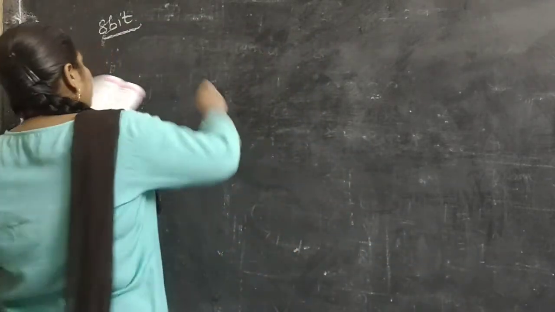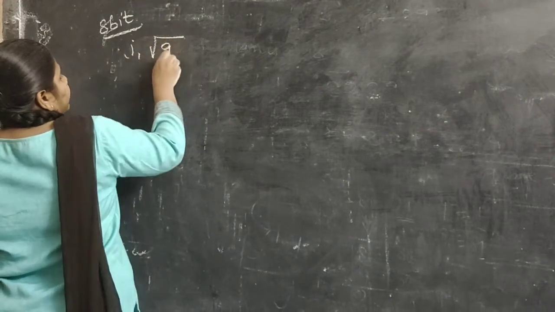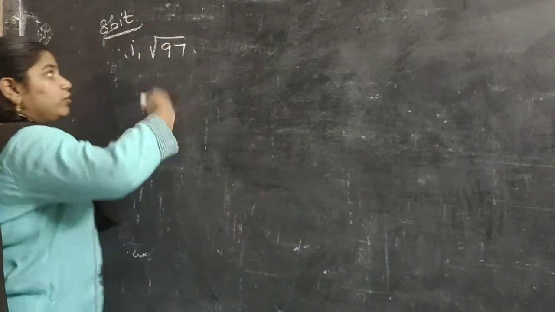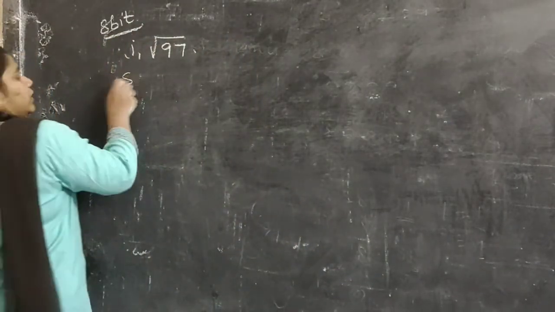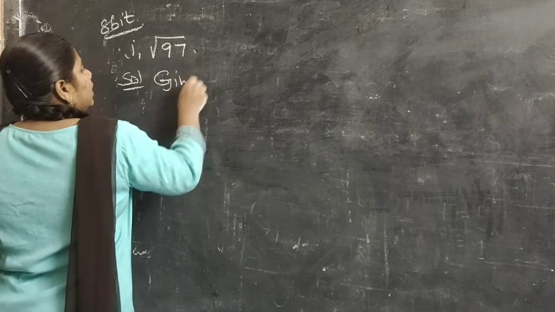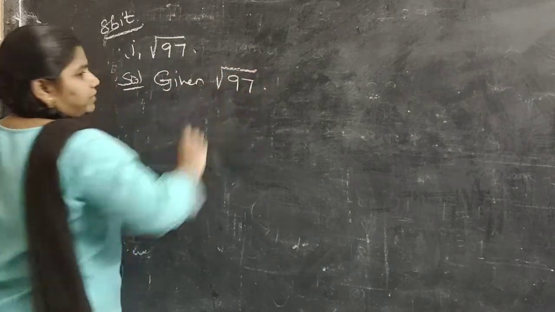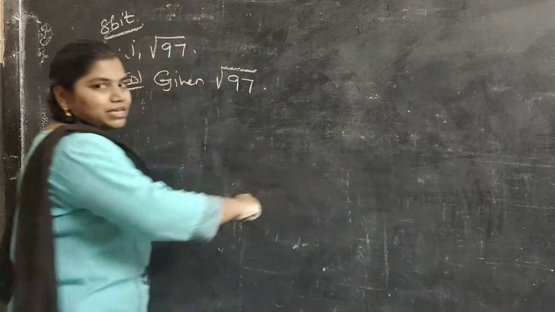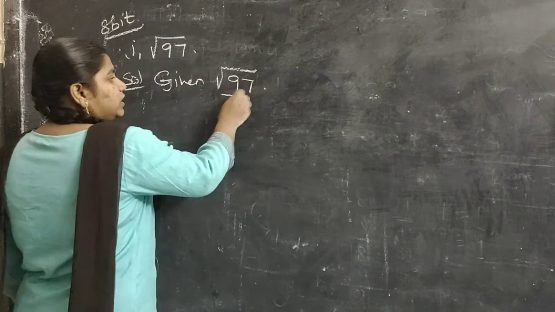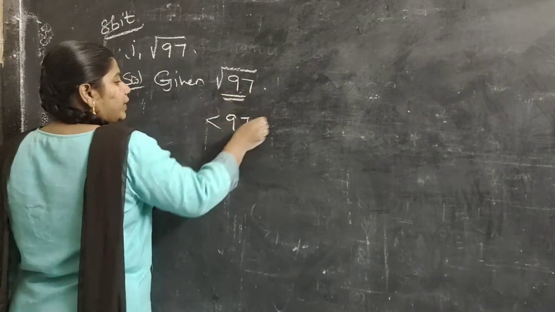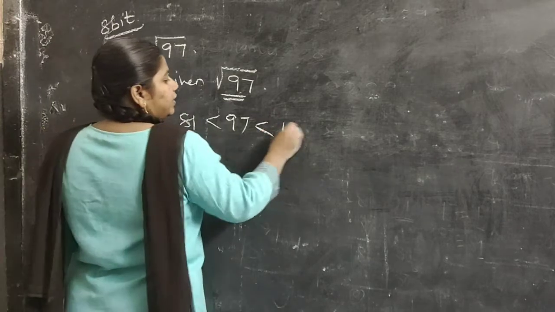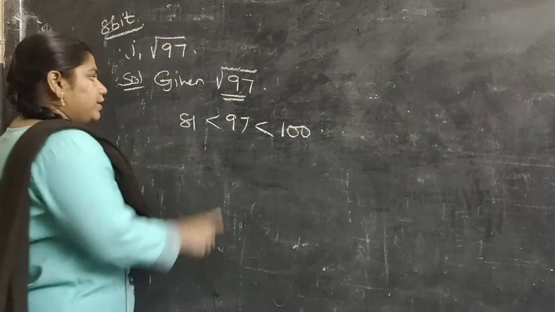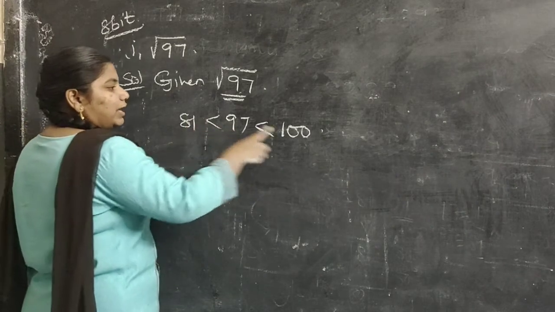So what is the first one? First one is root of 97. This root of 97 is not a perfect square, but we have to find which value it is nearer to. Given root of 97. So 97 will lie between, already we know the square numbers, 9 9s is 81 and 10 square is 100. So 81 is less than 97, 97 is less than 100.